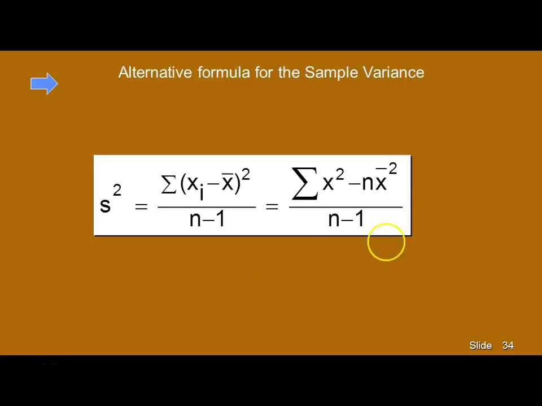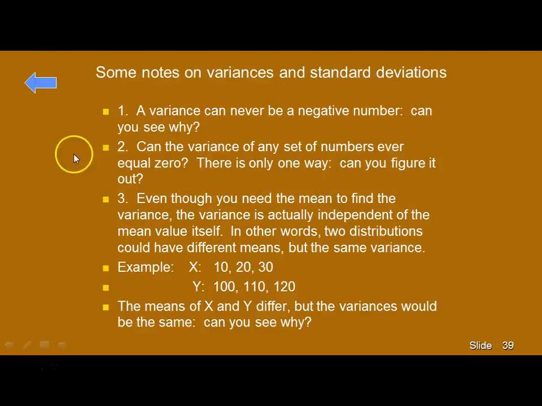And you could do that, especially with the formula on the right, the alternative formula. If you accidentally have summation x squared here smaller than n x bar squared, you'll have a negative in your numerator, but that's impossible. You calculated something wrong. So if you ever get a negative variance, this big gong should go off telling you you've done something wrong.